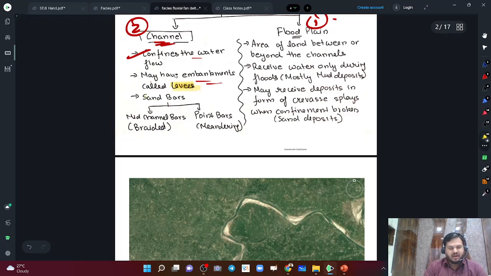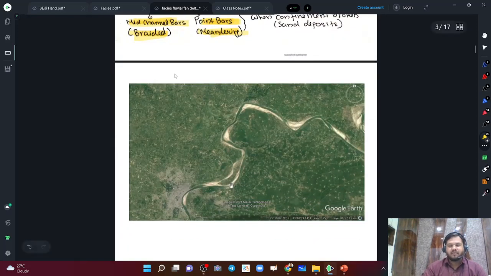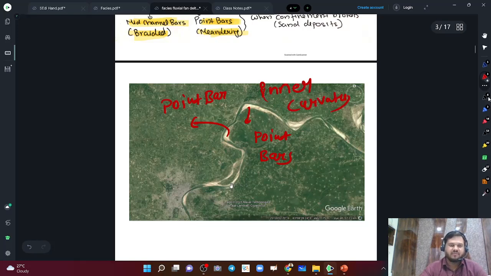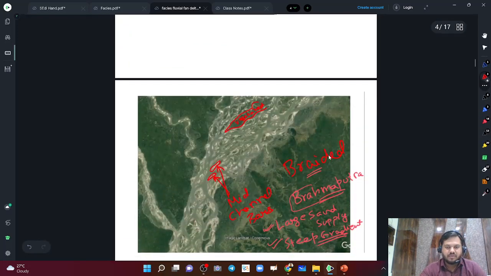So basically there are two kinds of deposition in the channel. One, in the braided system, we call mid channel bars, right? And in the meandering system we call them point bars, right? So suppose this is a meandering channel, so here these are point bars. This is a point bar in the inner curvature, right? And an example of mid channel bars is this, this is a mid channel bar, right?